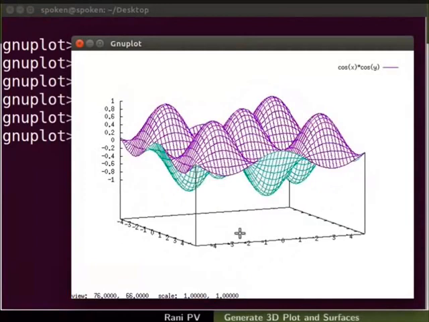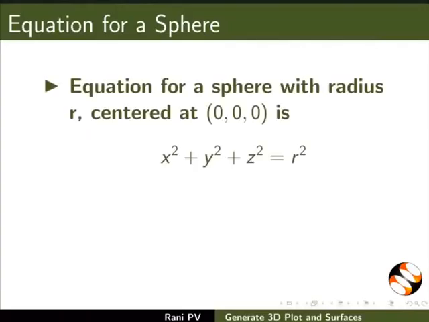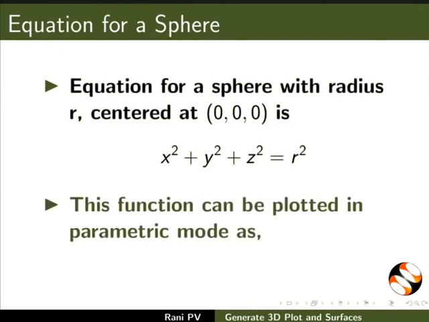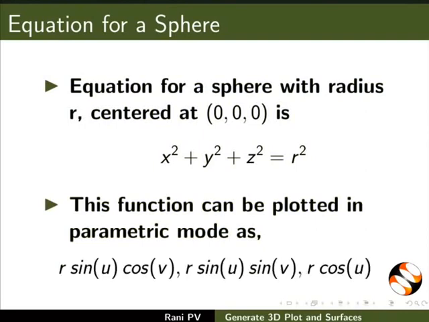Next, we will plot a sphere in GNUplot. Close the graphics window. Equation for a sphere with radius r centered at x0, y0 and z0 is shown here. It is x square plus y square plus z square is equal to r square. This function can be plotted in parametric mode as seen here.